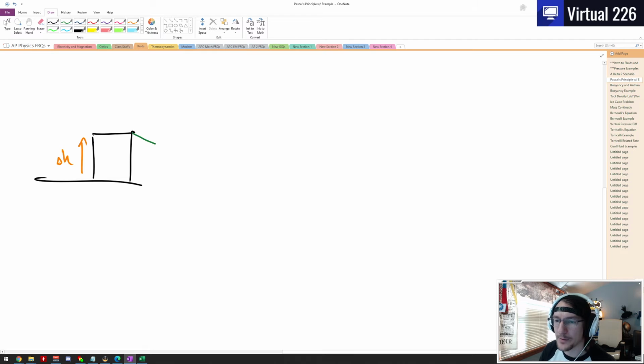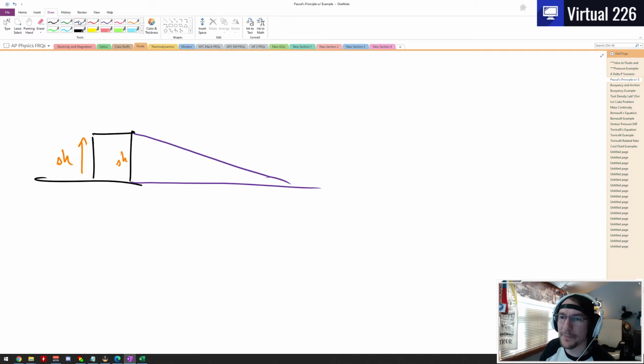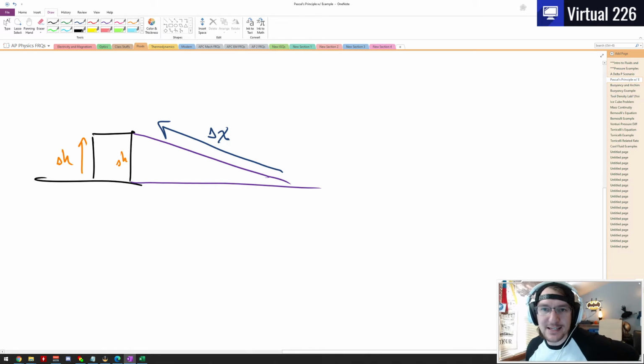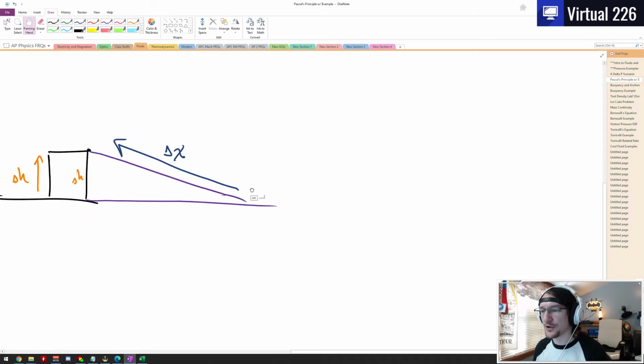Or what I could do, if that box is really heavy, maybe it's in my best interest to build a ramp. Whoop. That's a weird looking ramp. Let's try that again. Build a ramp. And on this ramp, I'm still going up some delta H, but I'm doing this over a much longer distance. I'm doing it over a much longer delta X. And because of that, it's easier to push an object up a ramp than it is to just lift it up.